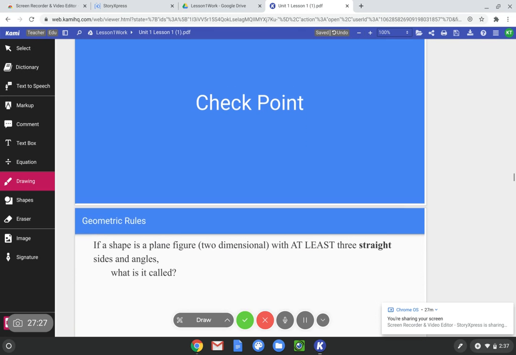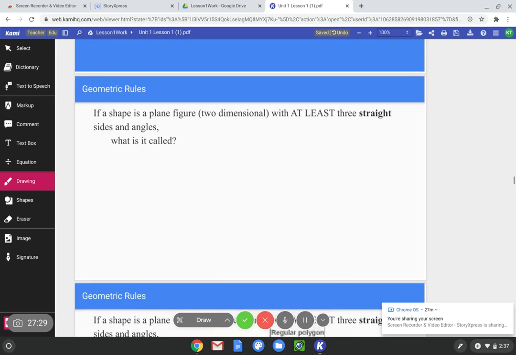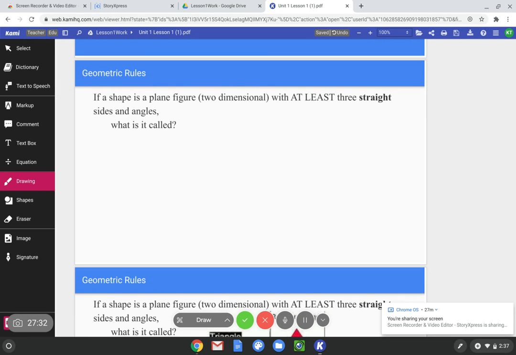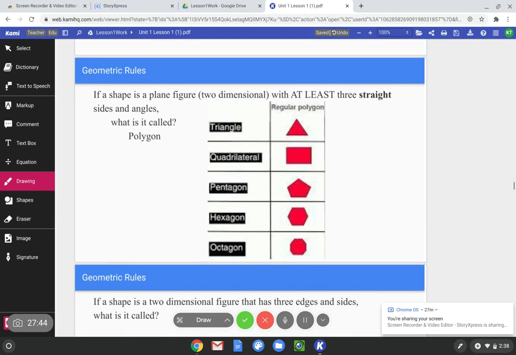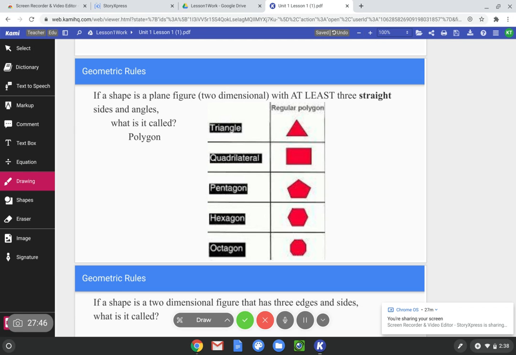So checkpoint. If a shape is a plane figure, two-dimensional, with at least three straight sides, what is it called? What did we say that was? It has at least three straight sides. It's a polygon. And remember, there are several types of shapes within a polygon. Triangle, quadrilateral, pentagon, hexagon, octagon.